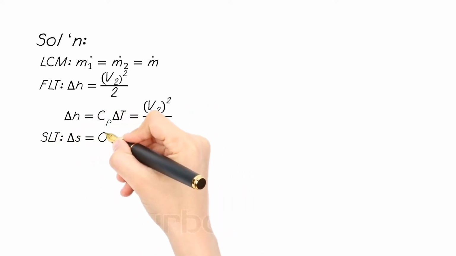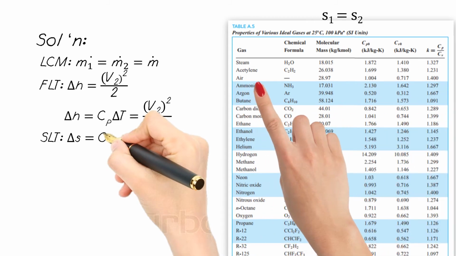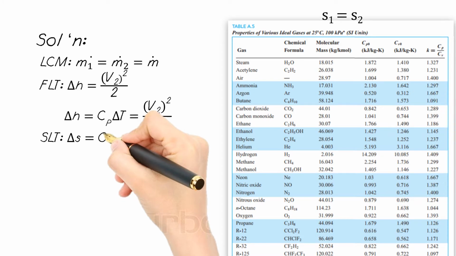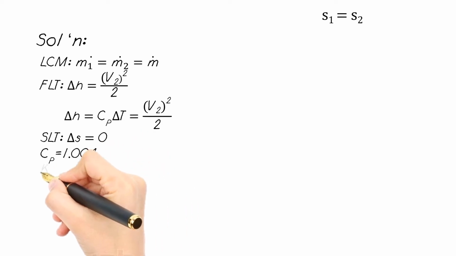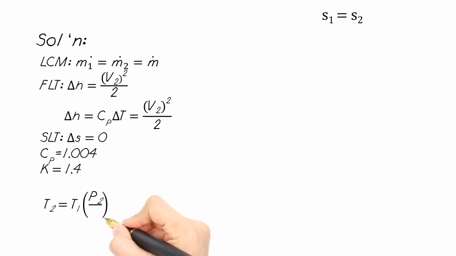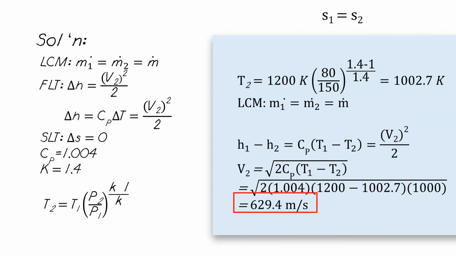For the second law of thermodynamics, since it is reversible, heat loss is 0. Therefore, the entropy at state 1 is the same as at state 2. From table A.5 of Sonntag, we can get the values of Cp and k. Since it is an isentropic process, it gives us this equation. Substituting the values, we can get the exit temperature. Applying the formula from the first law of thermodynamics from a while ago and substituting the values, the exit velocity is equal to 629.4 meters per second.